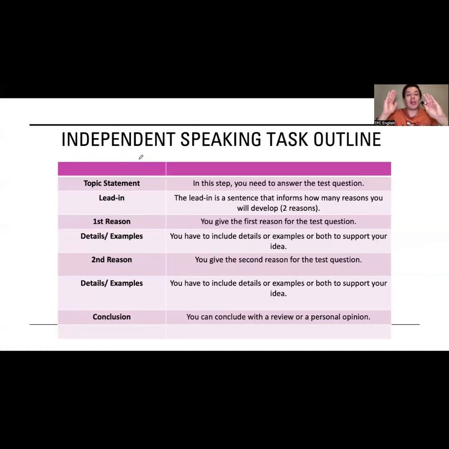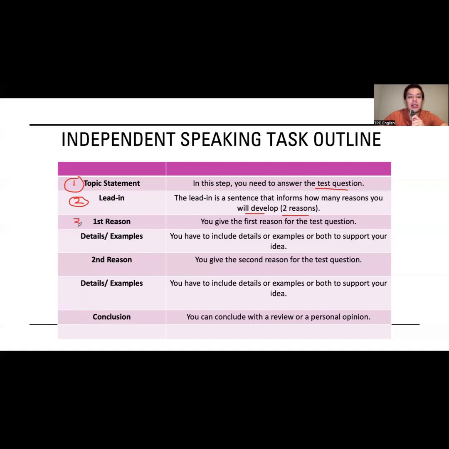Okay, we're going to start learning the independent speaking task outline. We need to start with the topic statement. This is our first step. In this step, you need to answer the test question. Remember, the first sentence of your speech needs to reply to the test question. The second step is the leading. The leading is a sentence that informs how many reasons you will develop. Remember that we only have 45 seconds to develop our speech. So because of the timing, we can only develop two reasons properly.